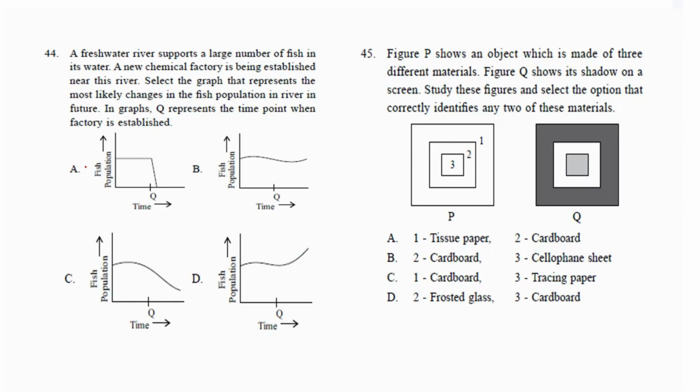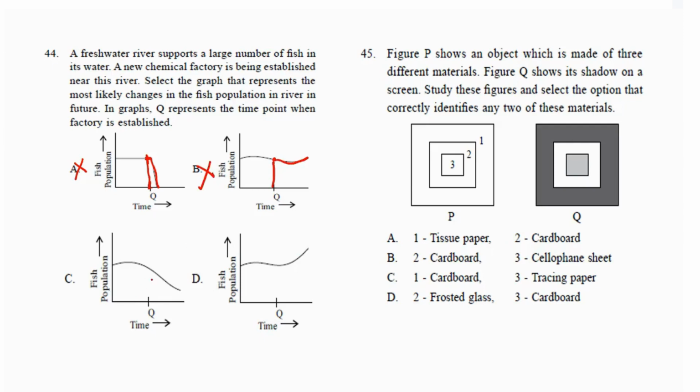So in the first figure, you can see that after Q, the fish population was similar. So this is the stage where Q has been, means the chemical factory is being produced, and after this, the fish population was there, but then it declined. So this cannot be the correct answer. Option number B says, after formation of the chemical factory, the fish population has not declined. Actually, after some time, it has increased. So this is also not possible.